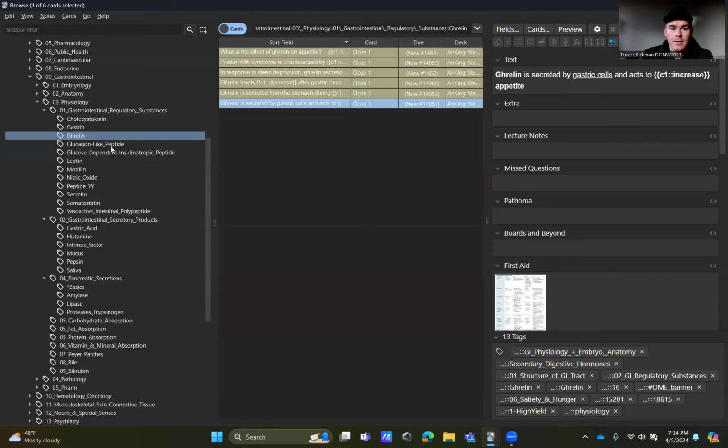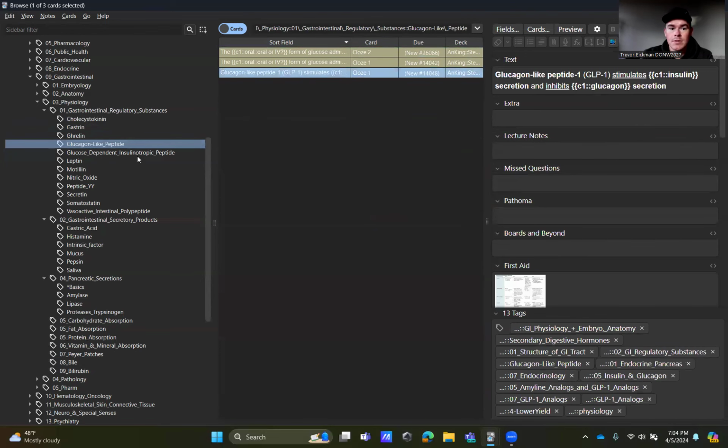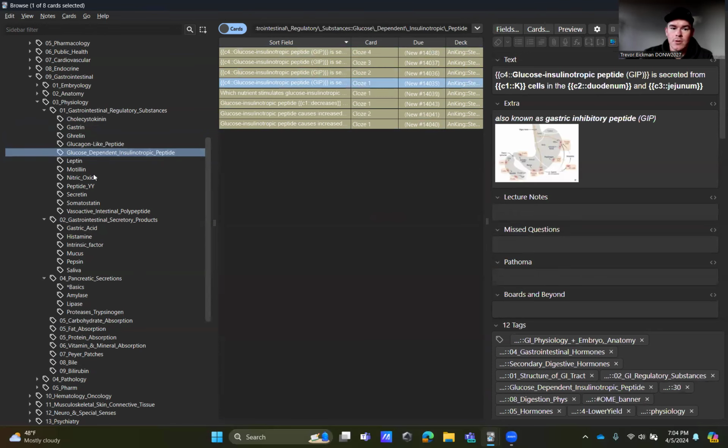Ghrelin, not any of them yet. GLP, not any of those yet. It's mentioned, but there's no good cards for it.